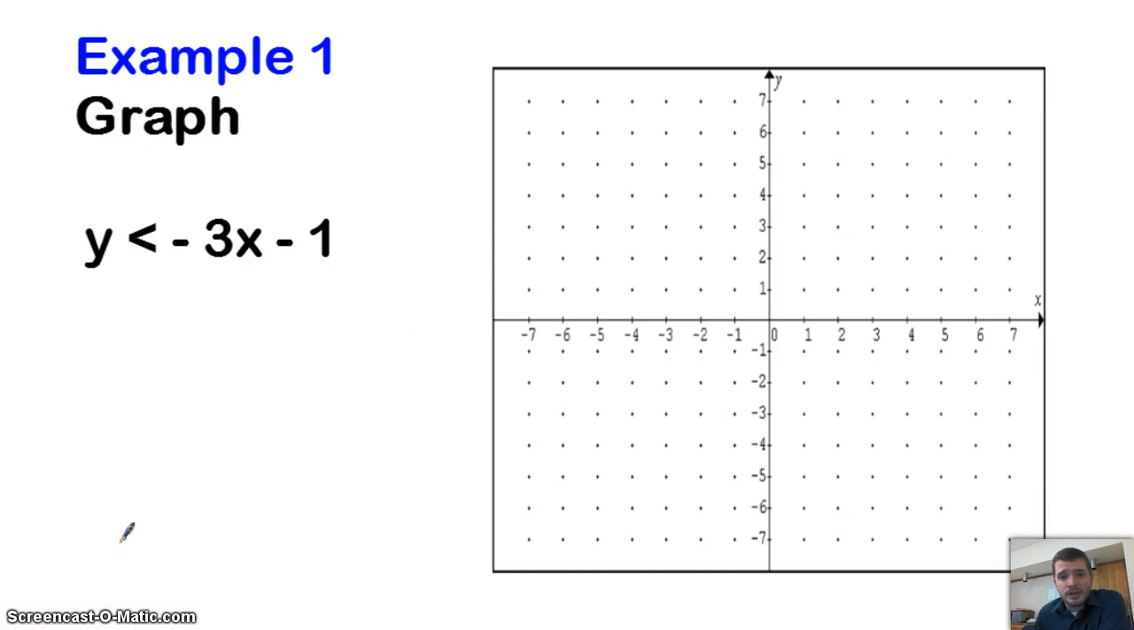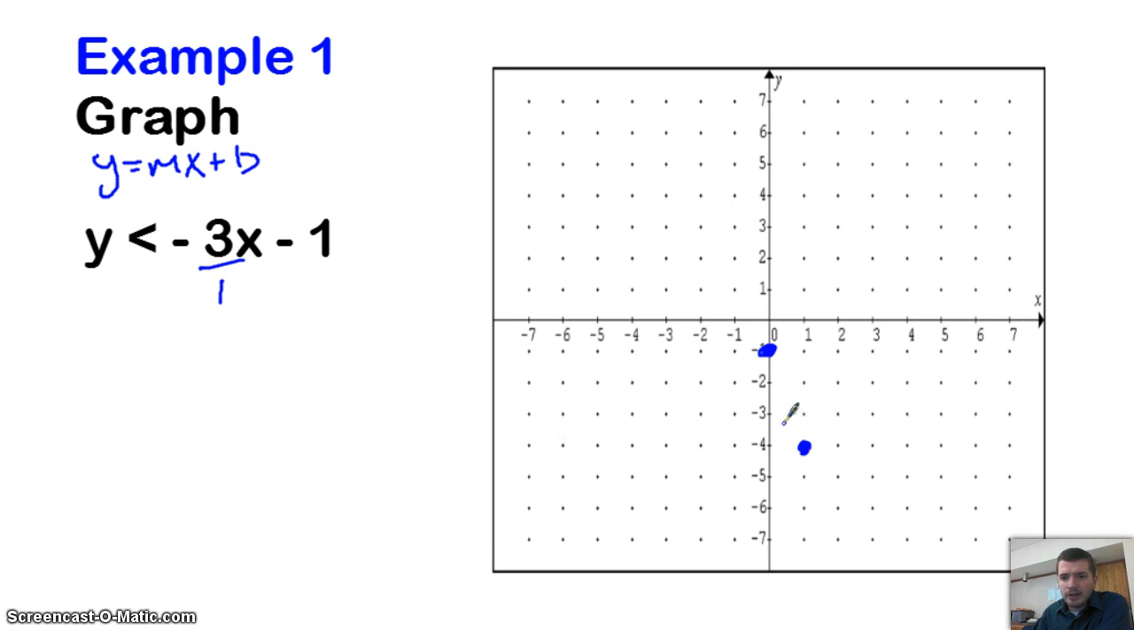Alright, so here's the first example. Again, guys, we're always going to be following y equals mx plus b. So you start at your y-intercept. You see we got -1, so you're going to make a mark there. And then my slope is -3 over 1. So I'm going to go down 3, 1, 2, 3, and over 1 unit.